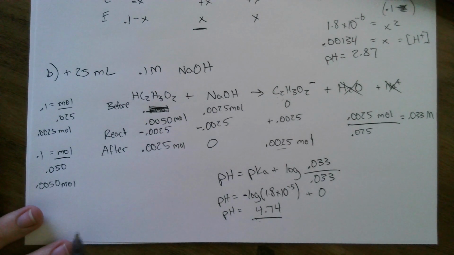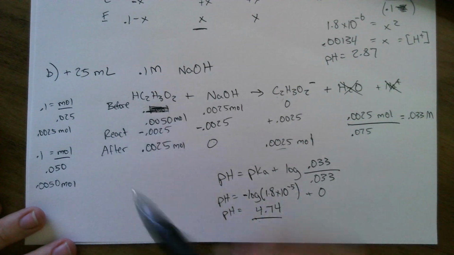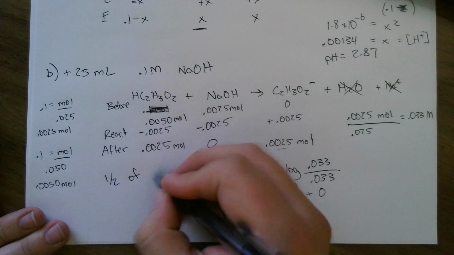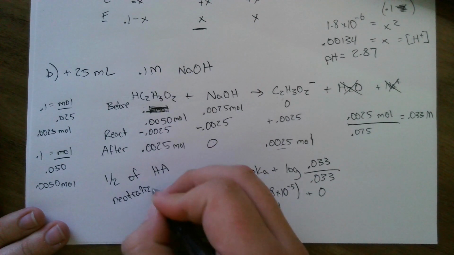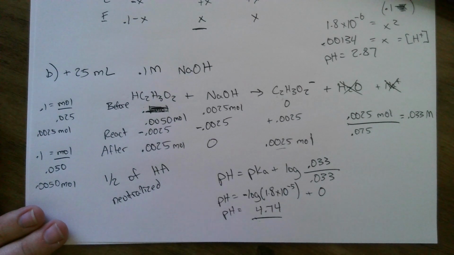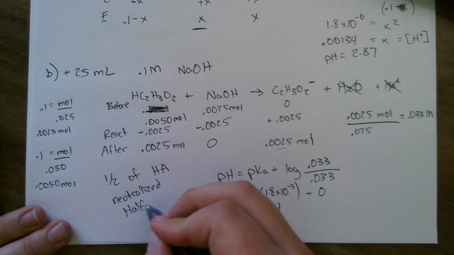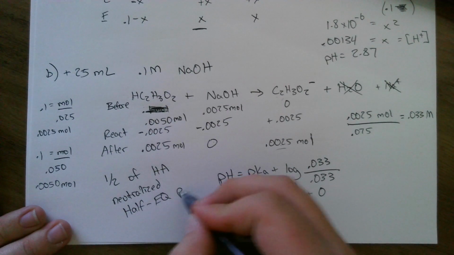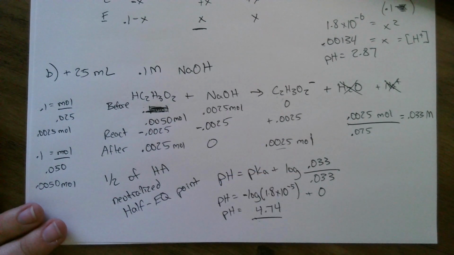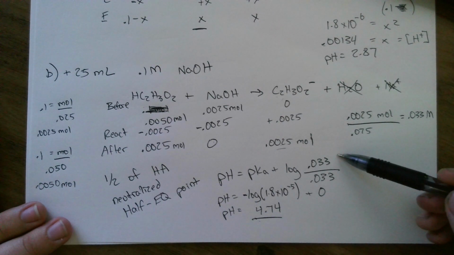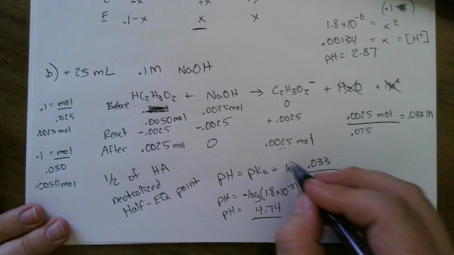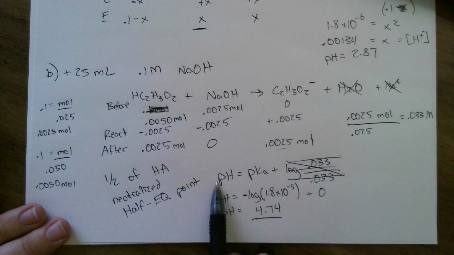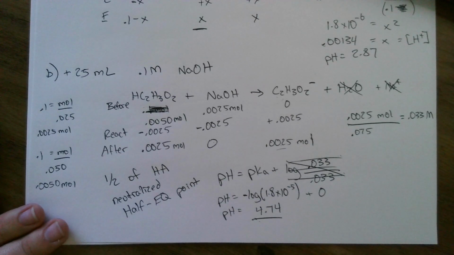What's special about this reaction, exactly 1/2 of my starting weak acid has been neutralized. A name for this often is called the half equivalence point. Exactly half of it has been neutralized. What's special about this is that this is the place where my acid and base have the same concentration. Therefore, this whole part of the reaction doesn't really matter, and the pH just equals the pKa of the acid.